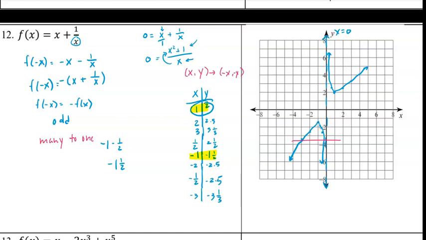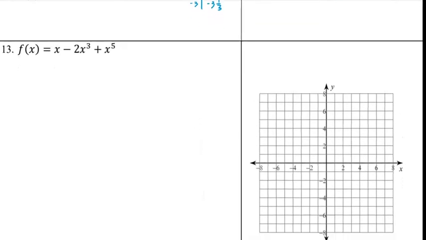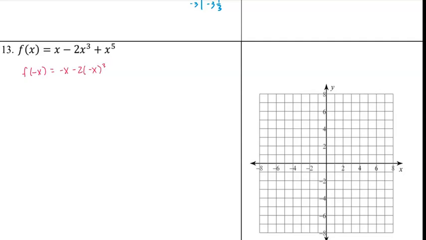Good job. Next one. Let's go ahead and put f of negative x equals negative x minus 2 negative x cubed plus negative x to the 5th. So that equals negative x minus, that's going to be a plus because a negative comes out of that. So plus 2x cubed, and then we have a negative that comes out of that. Okay, f of negative x.